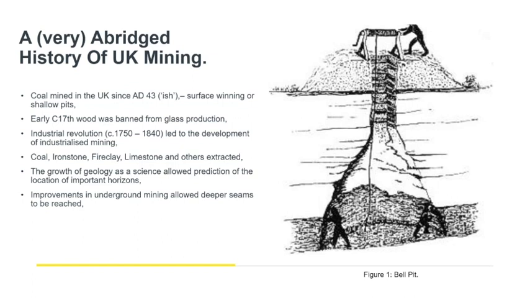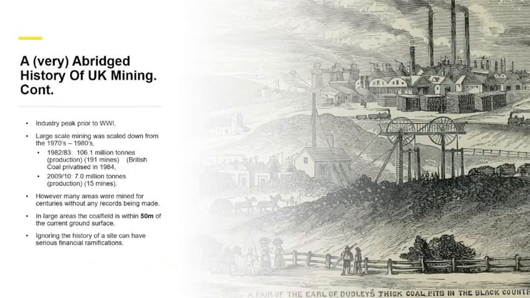Originally the mines were, as I've just mentioned, at the surface. Then we went into a bell pit structure, which is what we've got a small image of here. Then we went into more extensive mining, but still quite shallow. And then technology allowed us to sink deeper and deeper shafts, to the shafts that we were using towards the end of coal mining in the UK, where shafts were hundreds of metres deep. The peak of coal mining in the UK was just prior to World War I, and then between the 70s and the 80s, things really started to be scaled down.